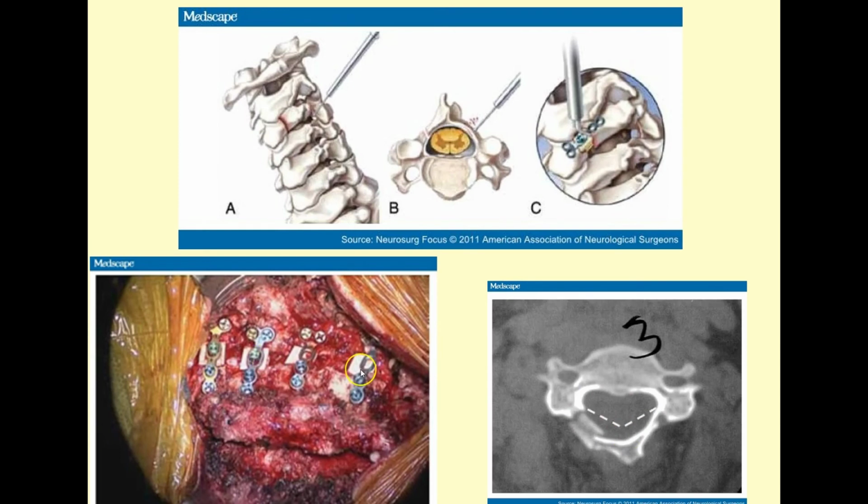This is the intraoperative picture. These are usually multiple level procedures, and again, this has a very good result and preserves a lot of motion, preserves a lot of motor control of the cervical spine.